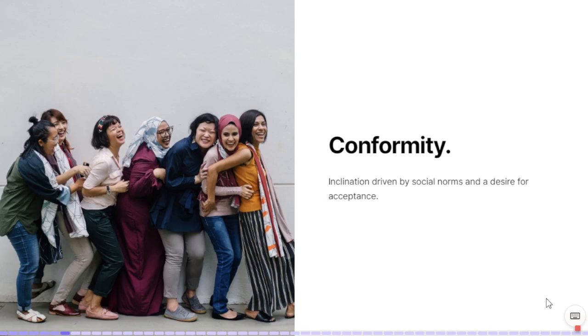it reflects the human tendency to align thoughts, attitudes, or behaviors with other members of the group. This inclination is driven by the influence of social norms and also the innate, natural desire of a person to be accepted or to belong in a community.